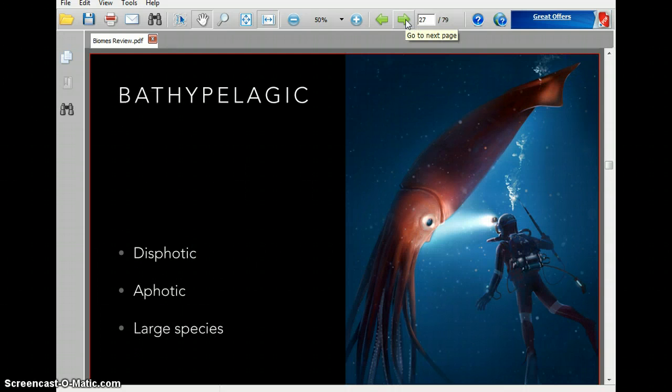The next is the Bathypelagic zone. It's mostly dysphotic with some aphotic parts. So aphotic means there is no light at all, it's a lack of light. And large species live in this zone.